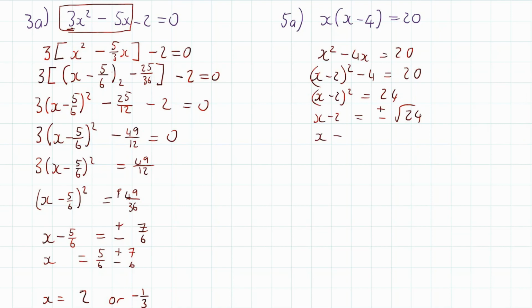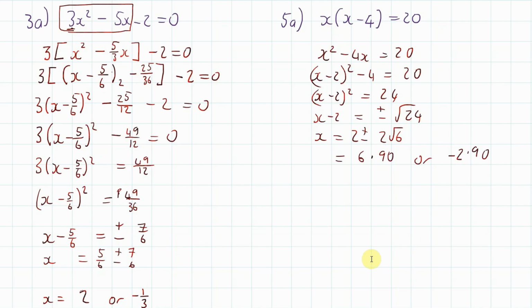We're going to go x equals 2 plus or minus 2 square root 6, or square root 24, it's the same thing. And then we get our two answers. So 2 plus 2 square root 6 gives me 6.90 to 3 significant figures. Or if we do 2 take away 2 square root 6, that gives me negative 2.90. Those are the two answers there.